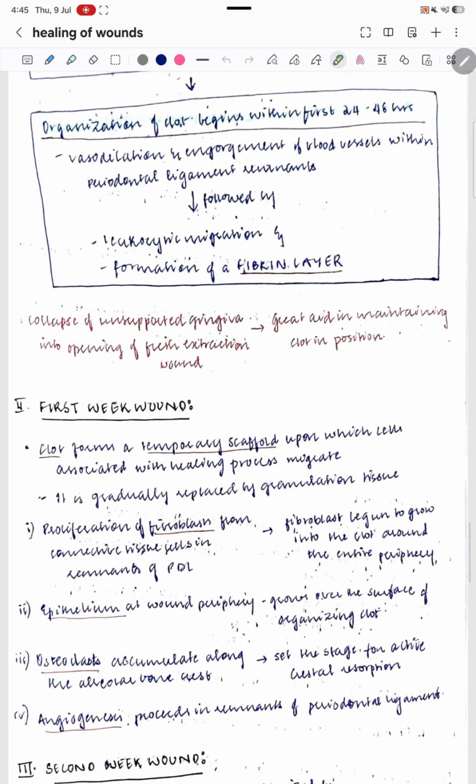Now the collapse of the unsupported gingiva into the open fresh extraction wound occurs. Once the extraction wound is open, the gingiva opposing the extraction falls into the wound, being unsupported. This is a great aid for maintaining the clot in position.